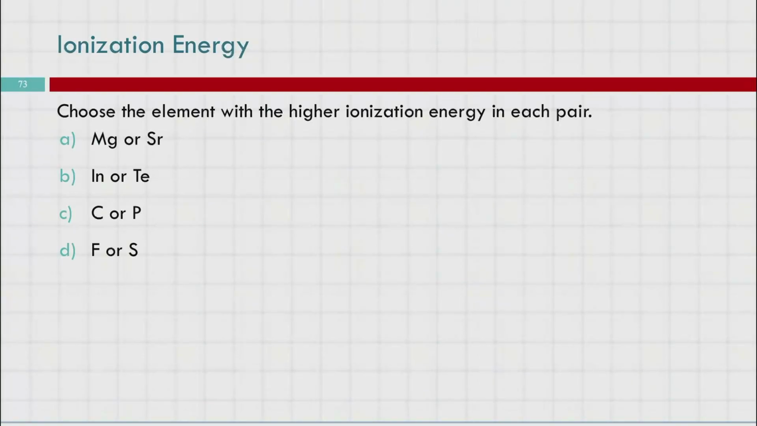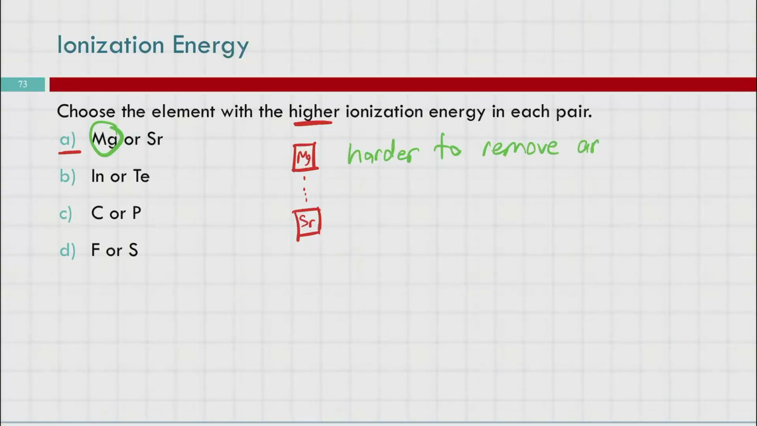All right, for choosing the element with higher ionization energy, we've got first up magnesium and strontium. They are in the same column, Mg and Sr. We want the one with the higher ionization energy. Ionization energy increases as we go up because we're getting smaller. It's harder to remove an electron from a small atom.